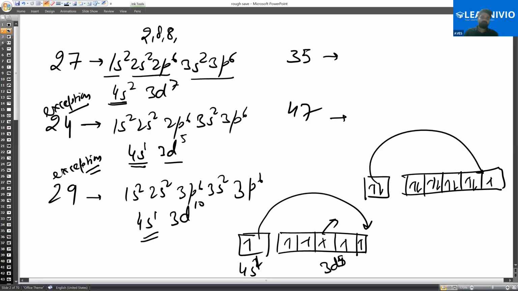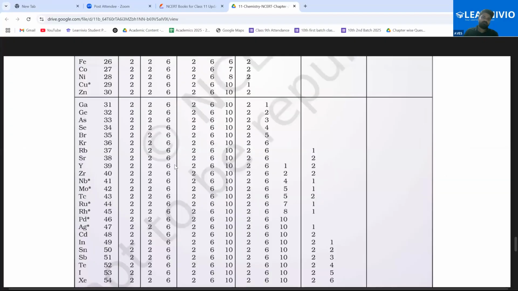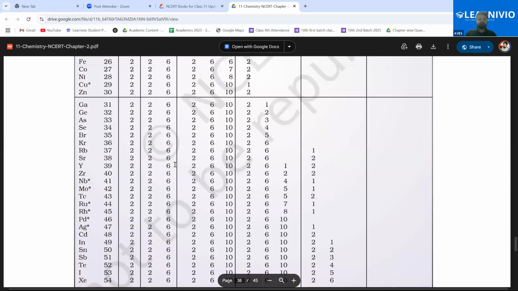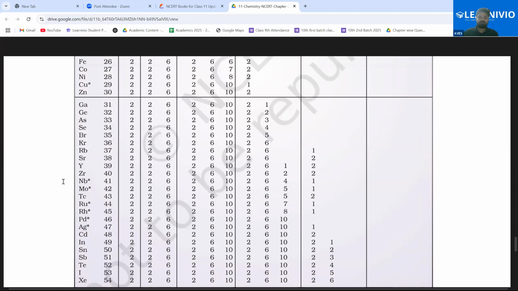क्या है 35? Sir, 1s2, 2s2, 2p6, 3s2, 3p6, and 4d10, 4s2, 3d10, 4p6. यहाँ पर तो 3d10 आएगा. देन 4s2. 4s2 तो पीछे चला गया, यहाँ पे था 4s2.